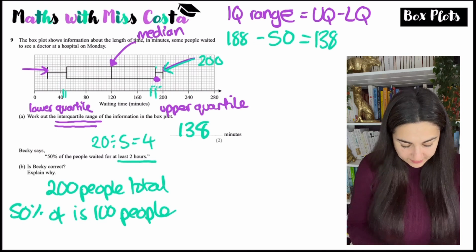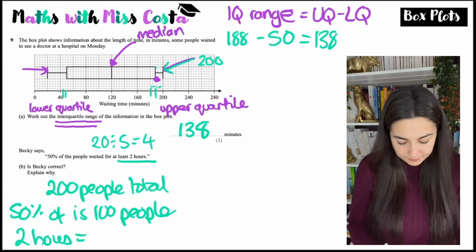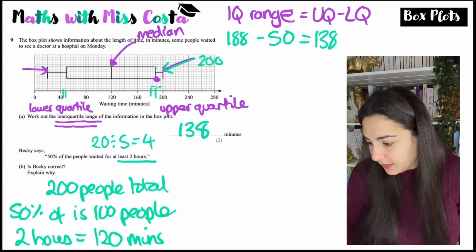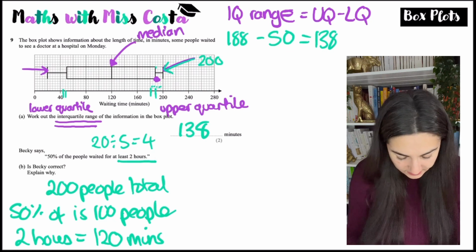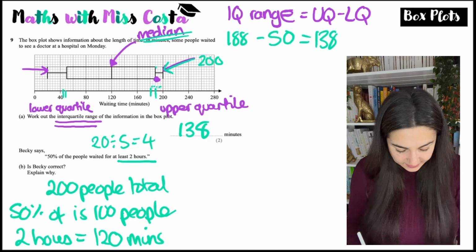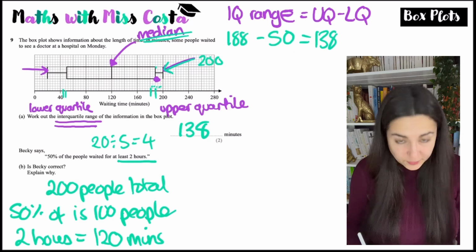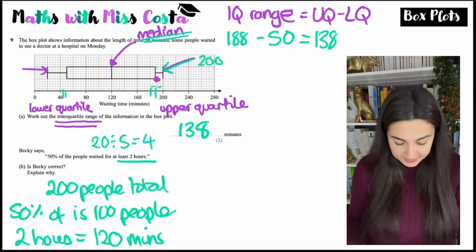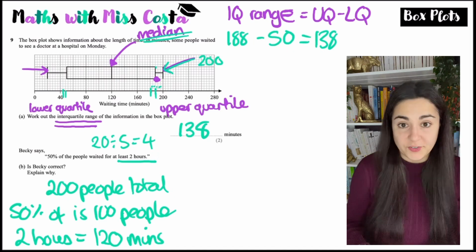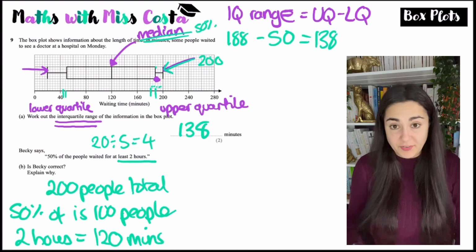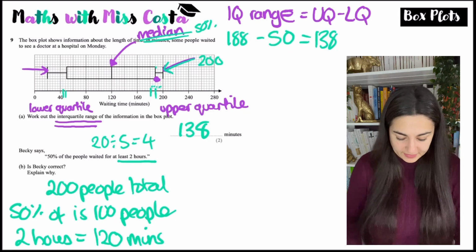So what's 2 hours in waiting time? 2 hours is 60 plus 60, which is 120 minutes. And we know that the median here is at 120 minutes, which is 2 hours. So that means that exactly 50% of the people waited for at least 2 hours, because the median is 50% of the data. So yes, Becky is correct, because the median is at 2 hours, and the median represents 50% of the data. The upper quartile is 75% and the lower quartile is 25%.